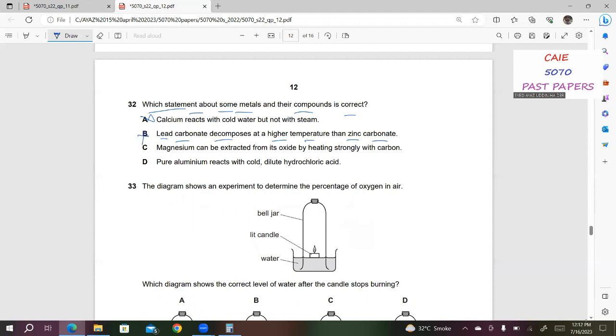C, magnesium can be extracted from its oxide by heating strongly with carbon. This is incorrect. The reason is that magnesium is among highly reactive metals, so you can't simply extract it from its oxide by heating strongly with carbon. So only choice D will be the correct. I'm reading the statement. Pure aluminum reacts with cold dilute hydrochloric acid. This is correct because this is among the more reactive metals.